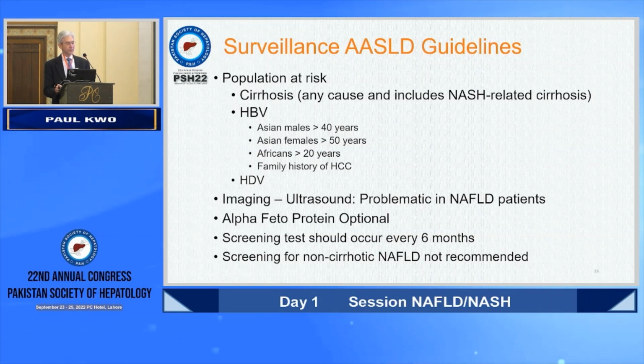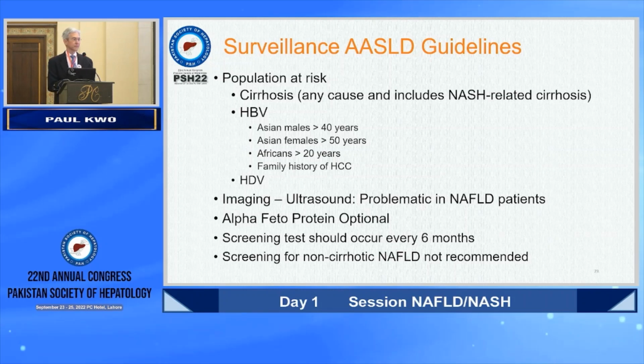So what do we do right now? Our own AASLD guidance that we adhere to says that we should screen populations at risk that include cirrhosis, and again, this is cirrhosis due to non-alcoholic steatohepatitis, in addition to hepatitis B, hepatitis D, and again, hepatitis B in non-cirrhotics. We recommend an ultrasound, which is problematic in NAFLD patients. We typically have our own ultrasonographers here, as I understand it. Many of the hepatologists and gastroenterologists do their own ultrasounds, but an ultrasound in a NAFLD patient can be problematic in quite a few of these individuals.